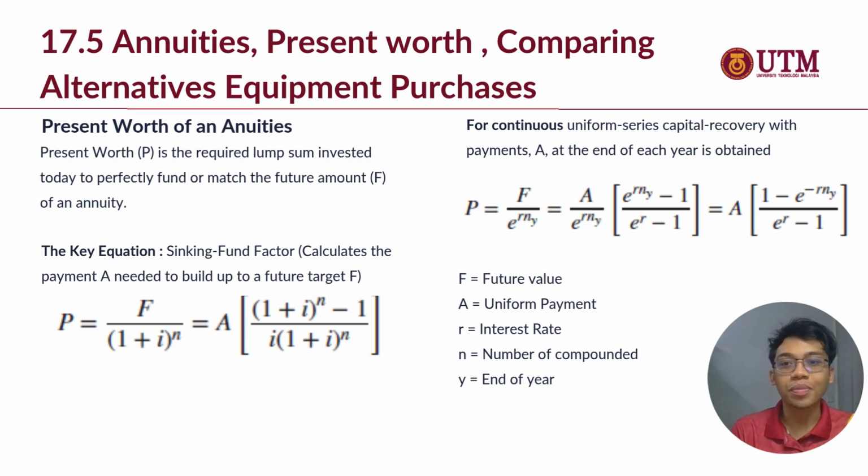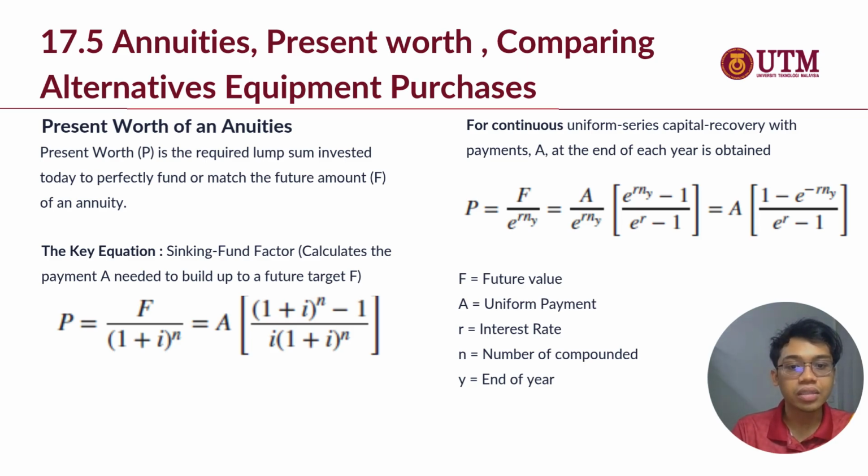So next, we move to the present worth of an annuity. What is the present worth of an annuity? Present worth is the lump sum investment required today to perfectly fund or match the future amount of an annuity. And here are the key equations, including the sinking fund factor to calculate the payment A needed to build up for the future target. These are the equations that we use, here for the single payment, then for continuous compounding, for uniform series, and capital recovery, with payment at the end of each year.